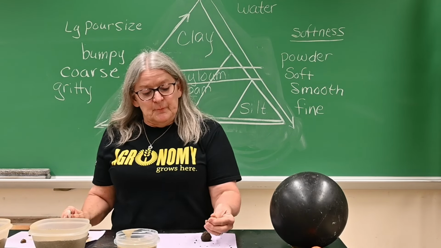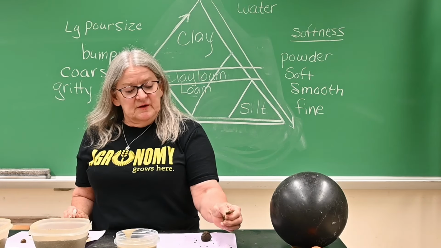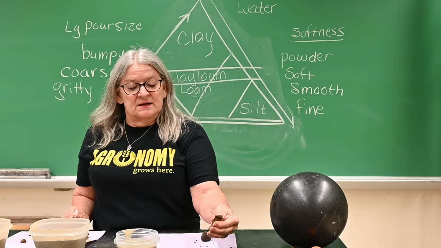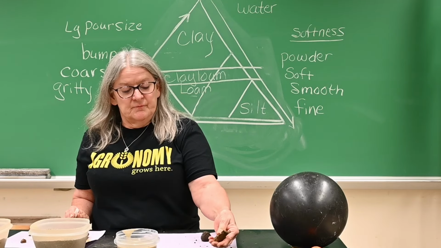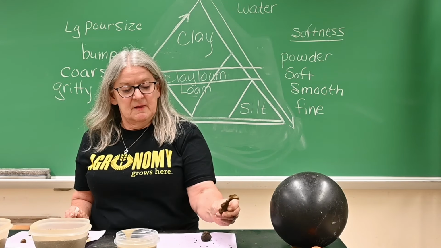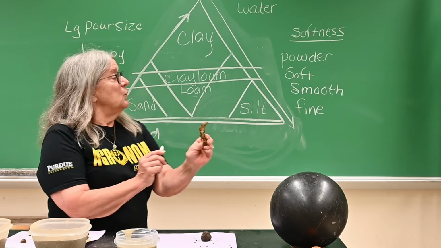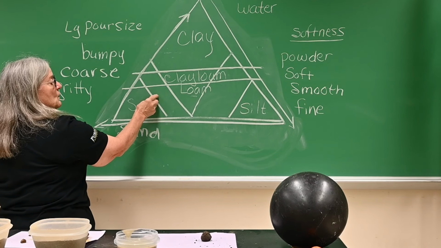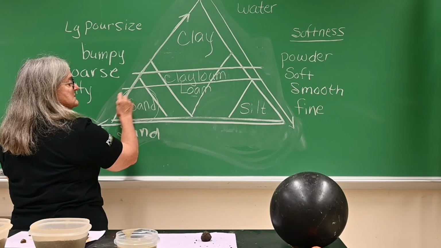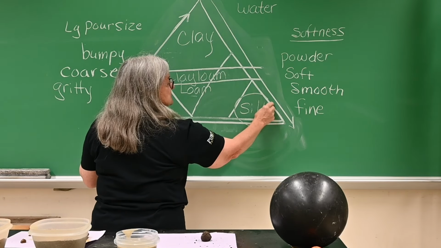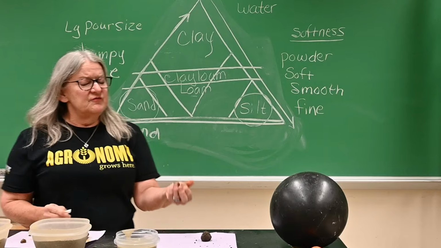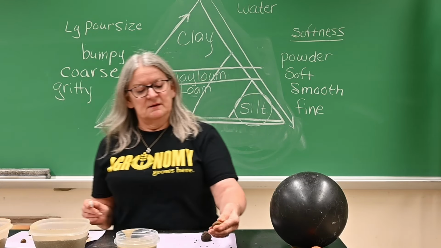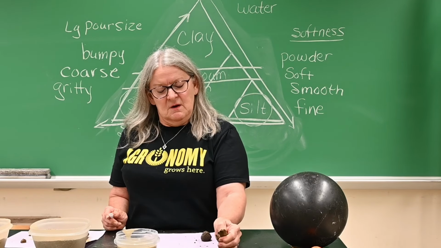So when we push this between our thumb and fingers, we've already decided that we've got quite a bit of clay in this. And so we've moved up the texture triangle. And we know that we have some kind of a clay loam. Now we have to decide, do I want to put a modifier on it? Do I need to use sand or do I need to use silt? If I say I definitely feel some grit, and let me put it back together in my circle.